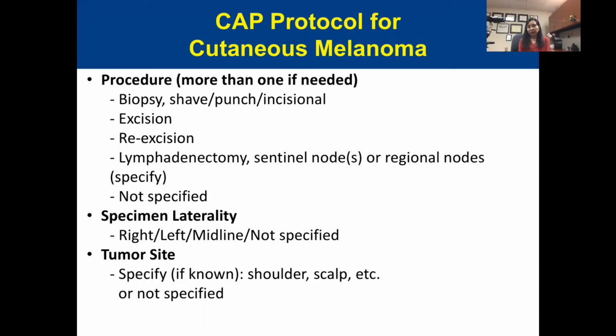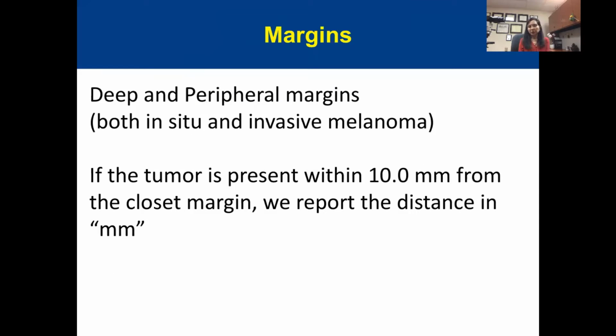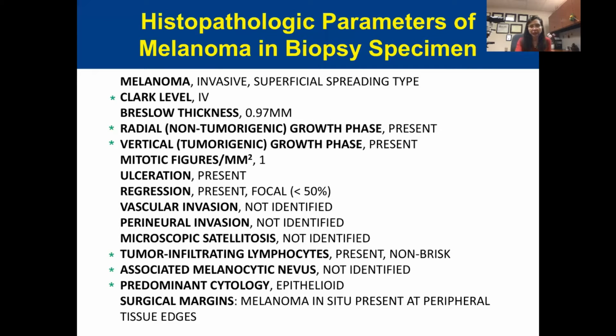we have to report the type of the procedure. Is it a biopsy? Is it punch or excision? Does it include lymphadenectomy or sentinel lymph node dissection? And also the laterality of the specimen as well as the location of the tumor. In terms of margin, we report both deep and peripheral margin, both in situ and invasive components. If the tumor is present within 10 millimeters from the closest margin, we report the specific distance in millimeters. For example, if the melanoma in situ is present 0.4 millimeter from the peripheral margin, that's how we report it instead of saying negative, okay? Those parameters highlighted with a green asterisk are recommended elements, not mandatory elements to report. But we still report them because they can be useful for patient management.